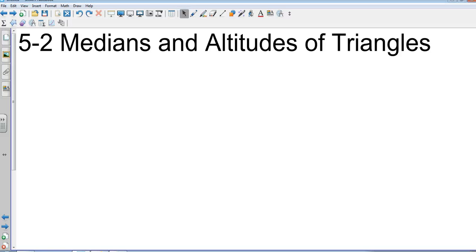Okay, geometry, 5-2 medians and altitudes of triangles. In the last section, we did the circumcenter. Today, we're going to concentrate on the centroid and the orthocenter. So we're going to start with the centroid.